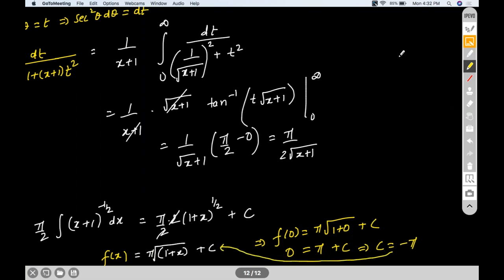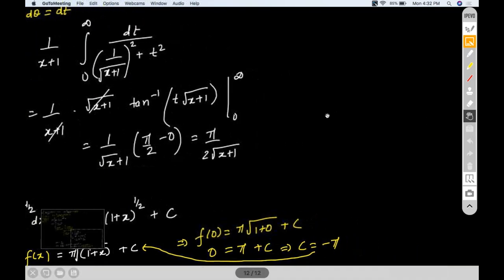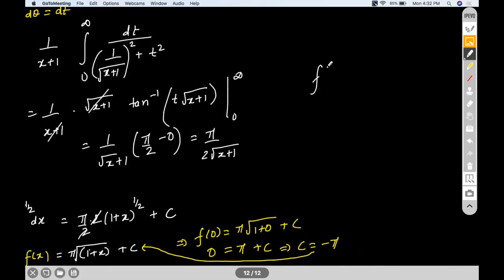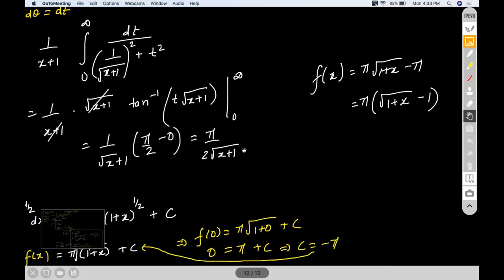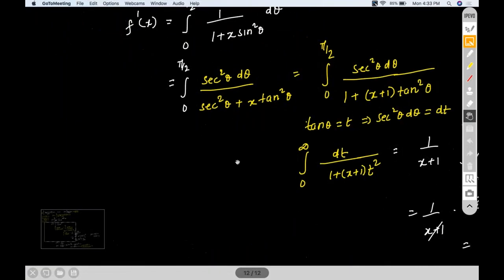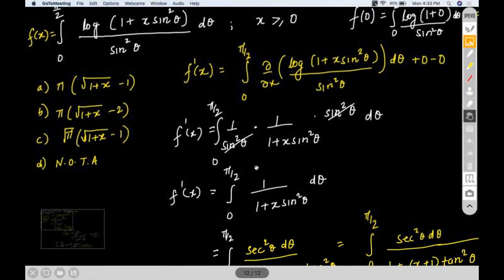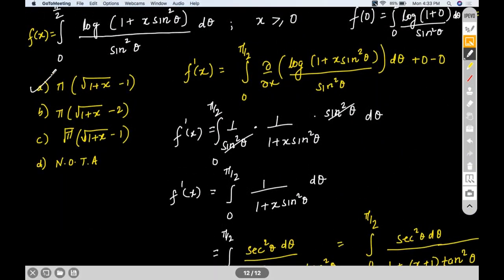Okay, so ultimately, let me write it down. Your answer is f of x is pi under root of 1 plus x minus pi. Take pi common, so it's pi under root 1 plus x minus 1. Let's see which option matches with this. Oh, option A is the right option. Option A matches with it.